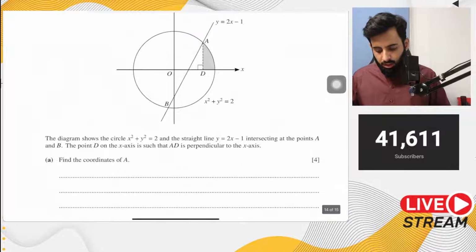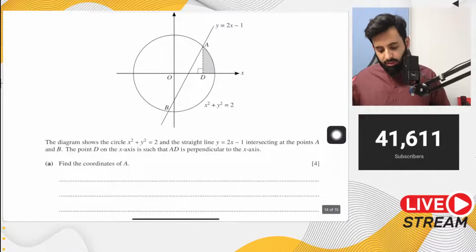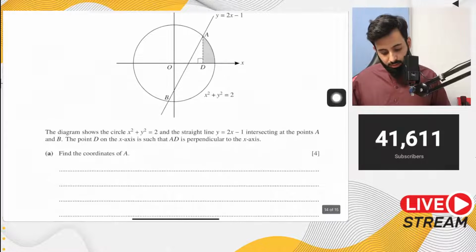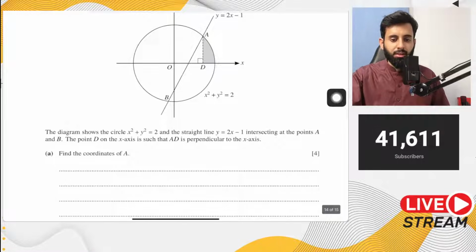All right. So it says here the diagram shows the circle x square plus y square equals 2 and the straight line y equals 2x plus 1 intersecting at the points A and B. The point D on the x-axis is such that AD is perpendicular to the x-axis. Okay, find the coordinates of A. It's giving you 4 marks for just solving 2 equations simultaneously. I think that's a great deal.